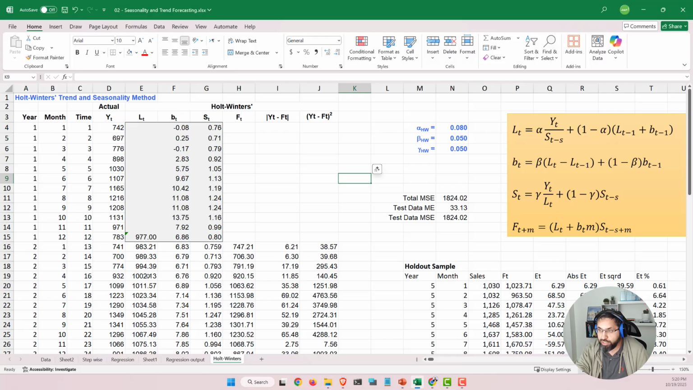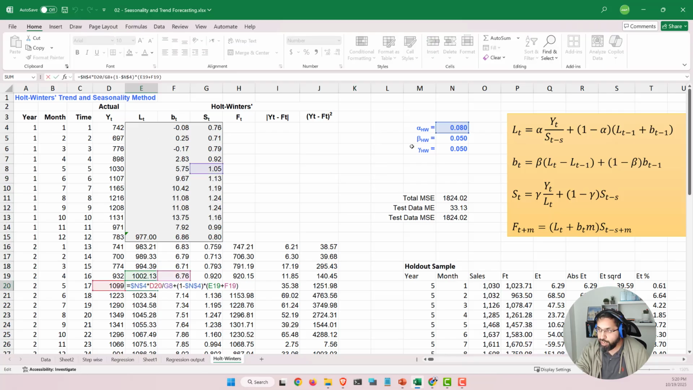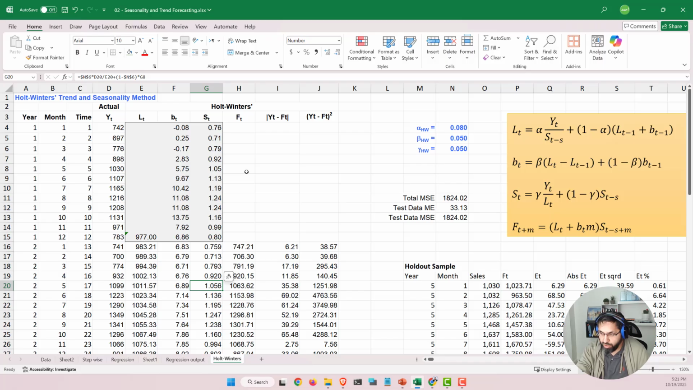And you'll notice in the level formula, we are using the alpha here. In the trend formula, we are using the beta to smooth it. And in the seasonal index formula, we are using the gamma to smooth the seasonal index observations. And smoothing means to average out the noise.